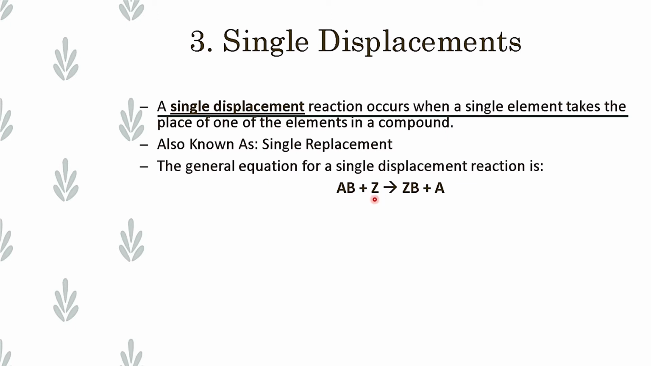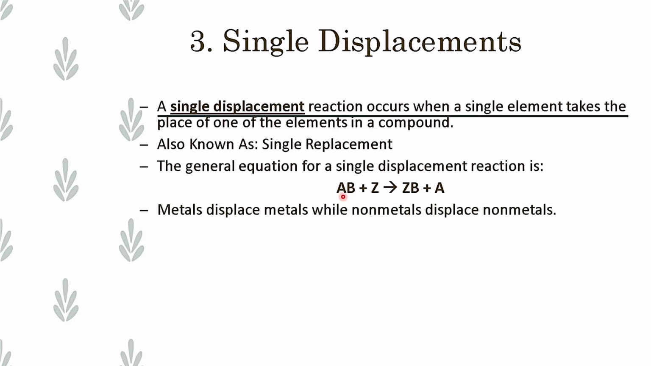Like Z is replacing A from the compound and has taken its position in the form of new product ZB, and A has separated out, it has taken the position of Z. So here single displacement is taking place. Only one element is replacing another element from the compound. Here metal will displace metal and non-metal will displace non-metal.